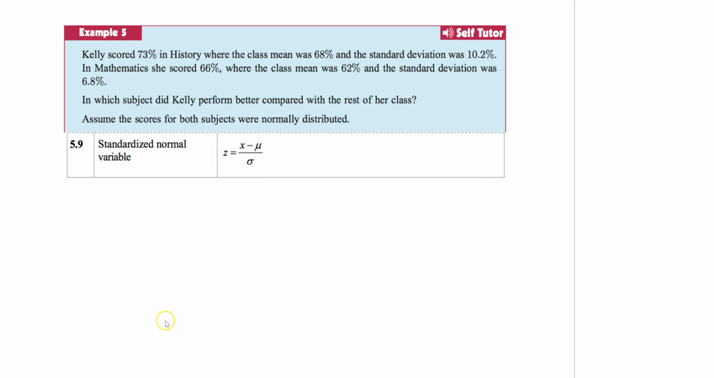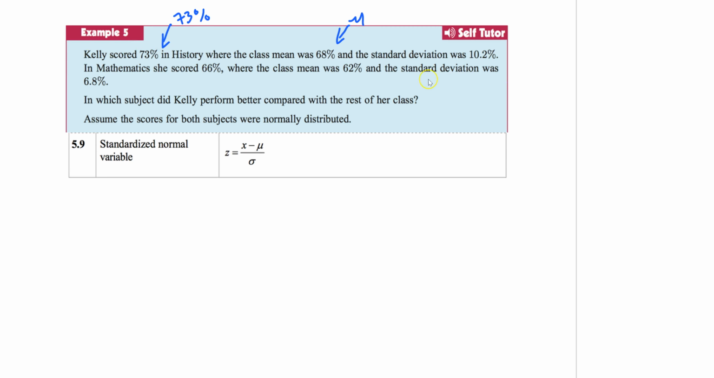Let's actually compare two things. All right, so look at this: Kelly scored 73 in history, where the class mean was 68. That's a great teacher. So there's her mean. That's Kelly's score. The standard deviation for that class is 10.2, right, so my standard deviation is going to be 10.2. In mathematics, she scored 66.